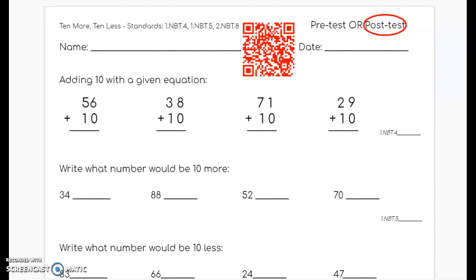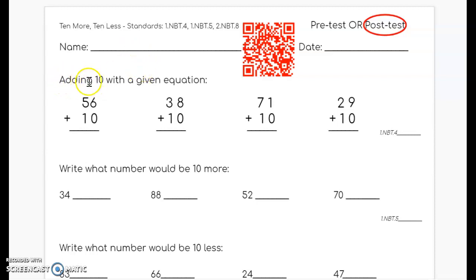This is your test for 10 more, 10 less. Please put your name at the top and also write the date down. Remember, you can always pause this video if you want to write down your answers, or you can rewind and re-watch to listen to the directions again.